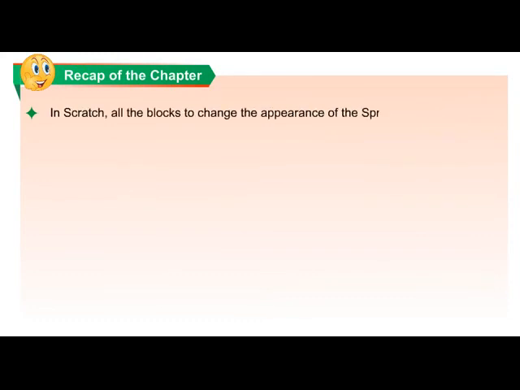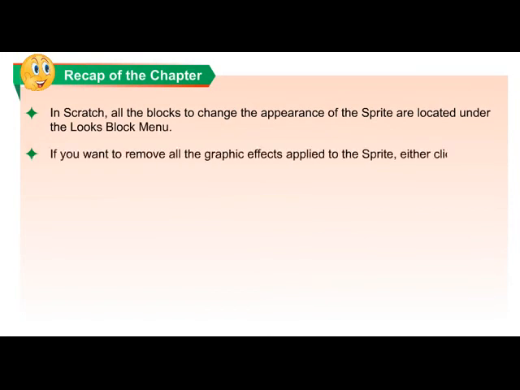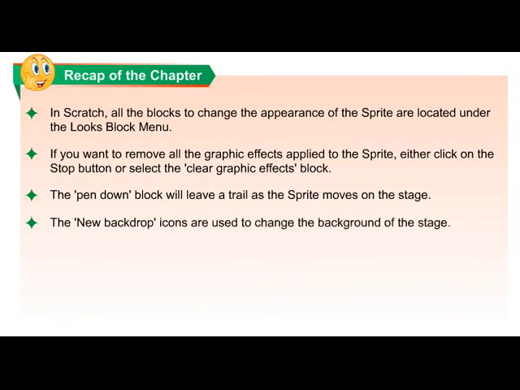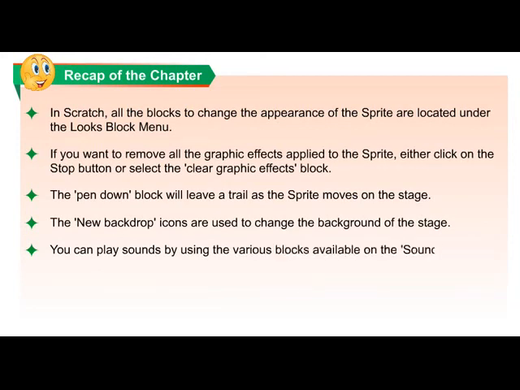Let us quickly glance through the key points discussed in this chapter. In Scratch, all the blocks to change the appearance of the sprite are located under the Looks block menu. If you want to remove all the graphic effects applied to the sprite, either click on the Stop button or select the Clear Graphic Effects block. The Pen Down block will leave a trail as the sprite moves on the stage. The new backdrop icons are used to change the background of the stage. You can play sounds by using the various blocks available on the Sound block category.